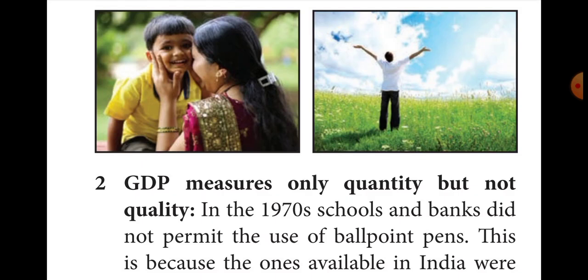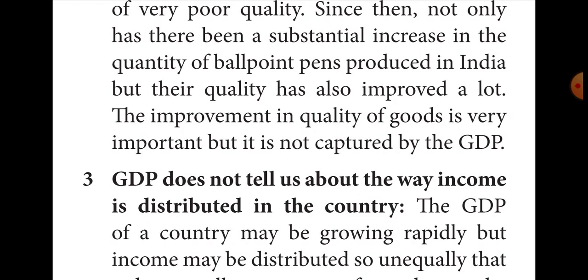Now listen, in 1970 the ballpoint pen quality was very poor, but nowadays the pens produced have improved in quality. But the improvement of the quality of goods is very important, and it is not captured by the GDP. That is, GDP measures only quantity but not quality.